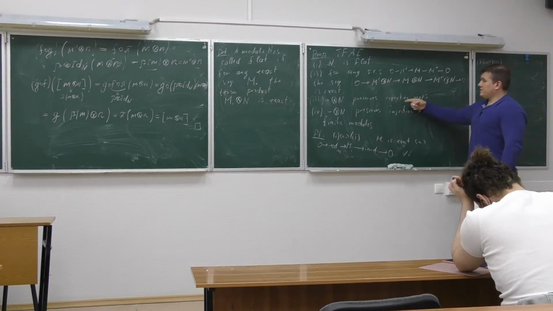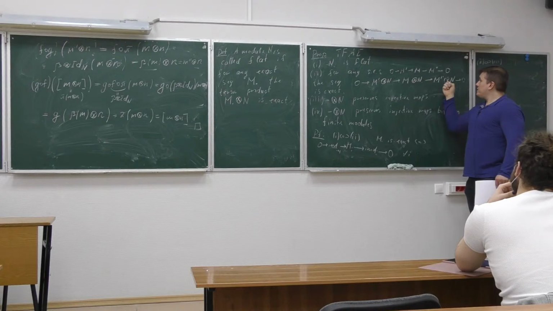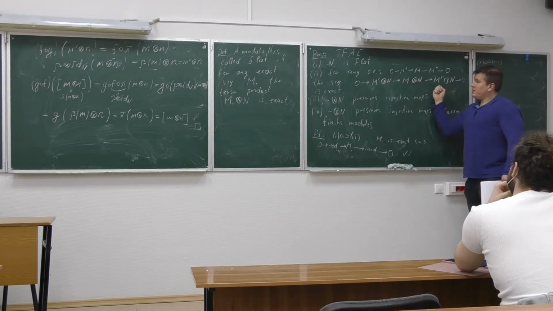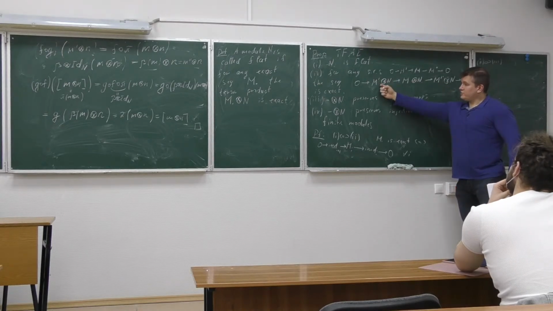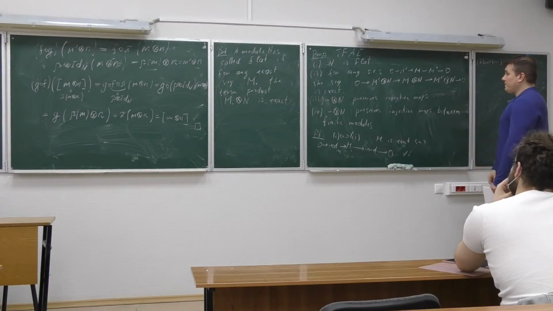So part 3 is the only non-trivial part of the information in part 4, because exactness at this term and in this term is automatic, we know this. So the only non-trivial part is exactness at this term, which is exactly property 3. So 3 is equivalent to 2.